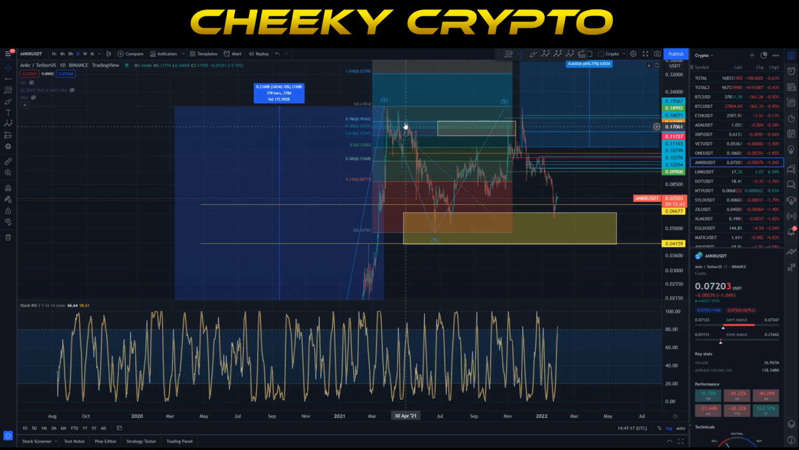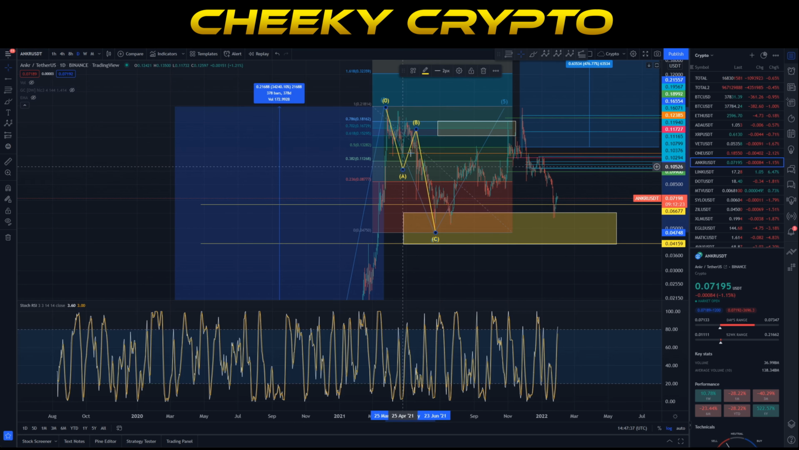Now you can count this multiple different ways, but it's very choppy. It's not impulsive down, it's basically corrective. What we want to do is take this as a big A wave down, a B wave up, and then a C wave down, okay? Whether that's the way you want to count it or you want to count it up here, however it works for you, it doesn't really matter too much.